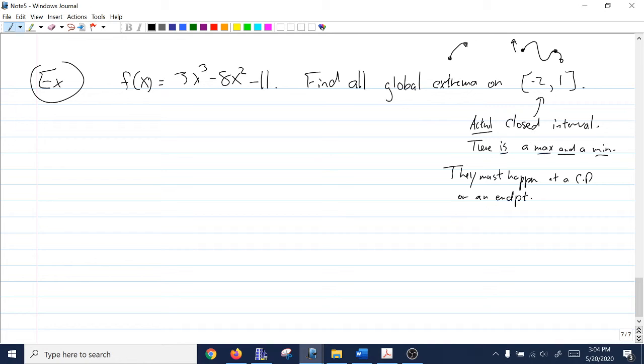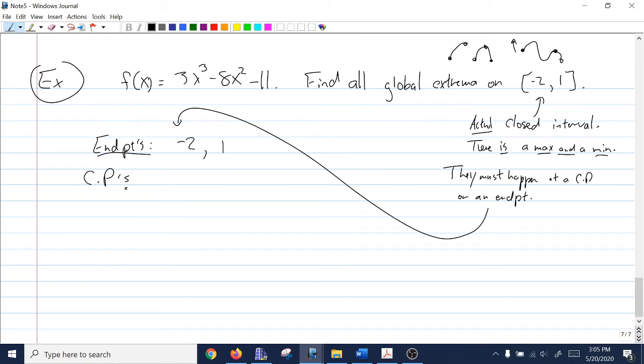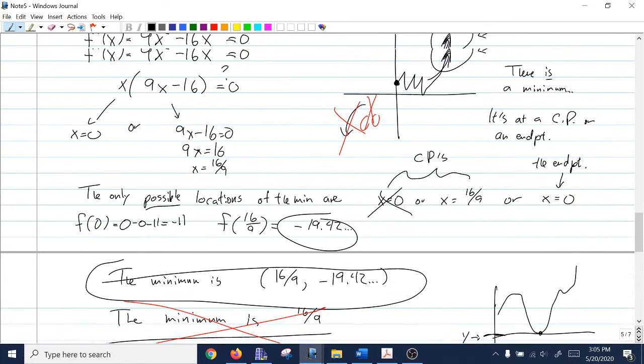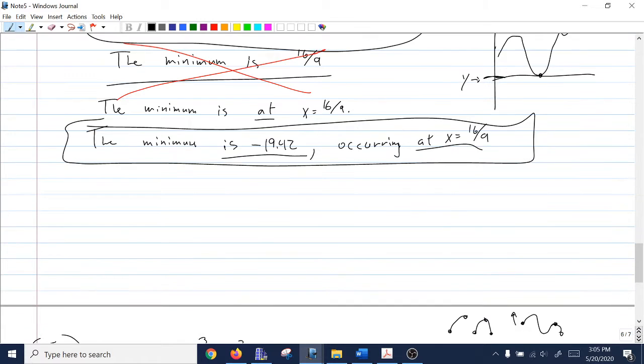It could be at the endpoints. It could be at a critical point. It's at one of those. I just need to find those critical points and endpoints. The endpoints are negative 2 and 1. The critical points, what are the critical points? I found them a second ago. It's the same function, so they're not changing. They are 0 and 16/9.